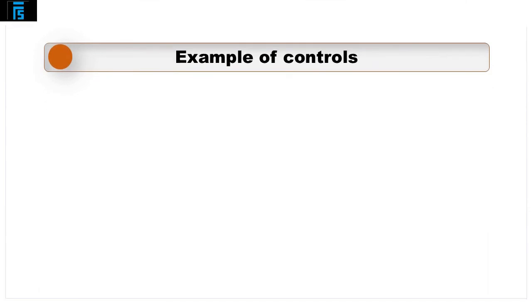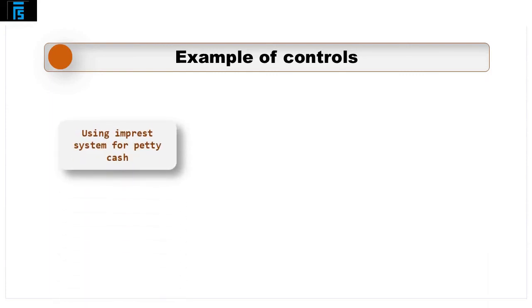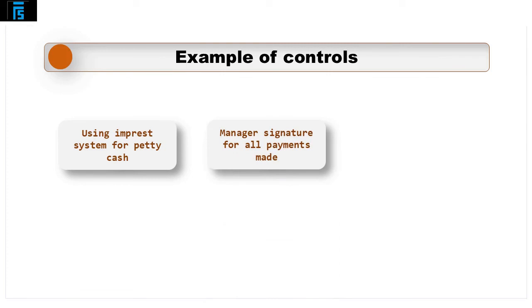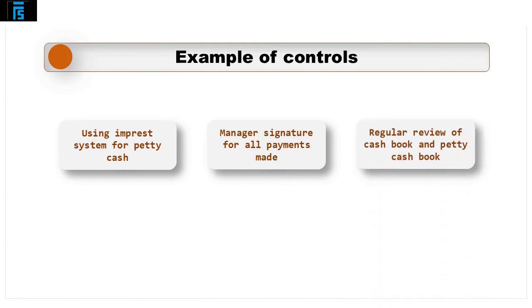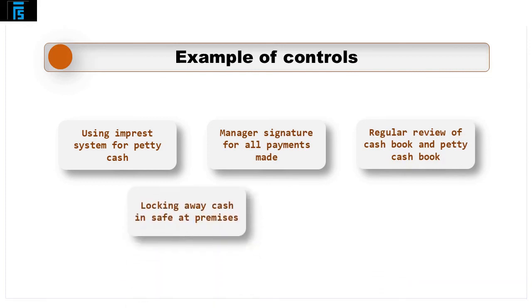An example of some controls to achieve the objectives include: using an imprest system for petty cash, having a manager's signature for all payments made, regular review of the cash book and petty cash book by management, locking away cash in a safe at the premises, and regular banking patterns using different staff, taking different routes to the bank to avoid theft.